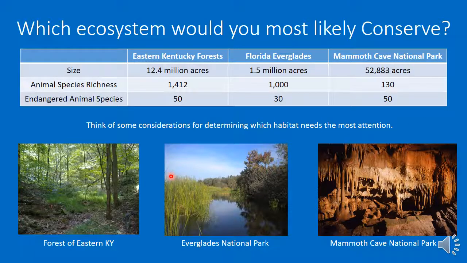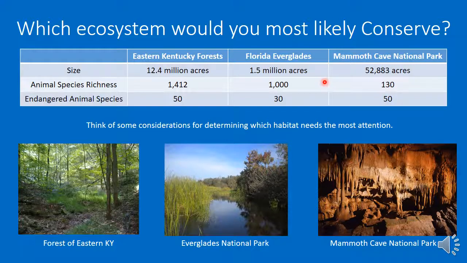Okay. But then if we look at animal richness, how many different species of animals, we're like, whoa, there's a whole bunch of different animals in Eastern Kentucky. Quite a few here in the Everglades, but not very many. The proportion of these both that are endangered is not very many. In Mammoth Cave, there's only 130 different animals, but wow, 50 of them are endangered.